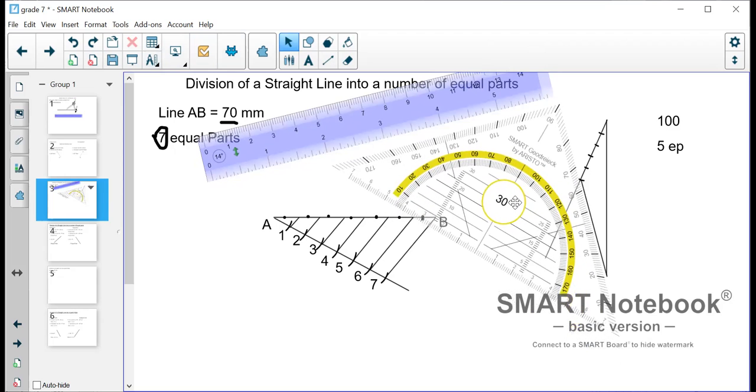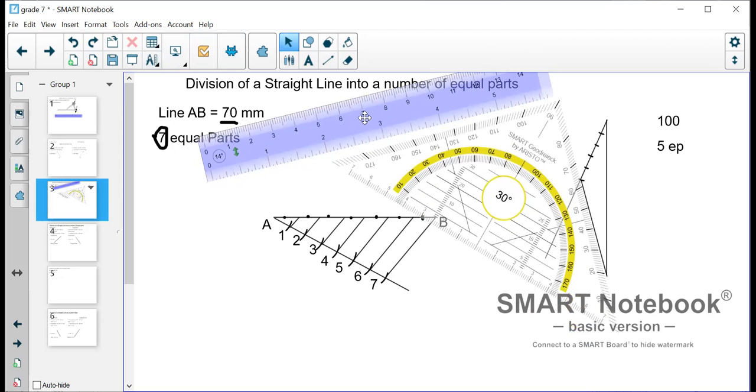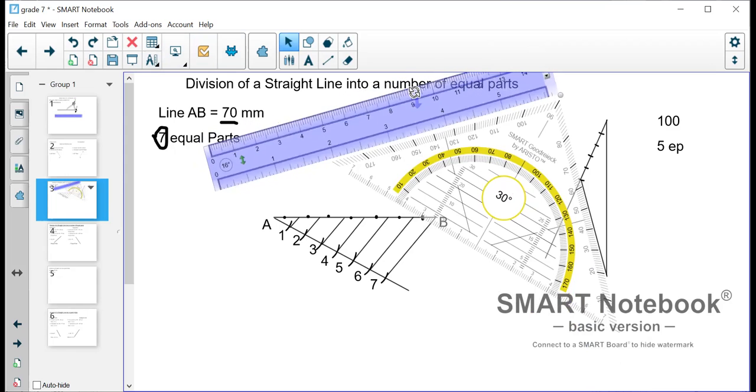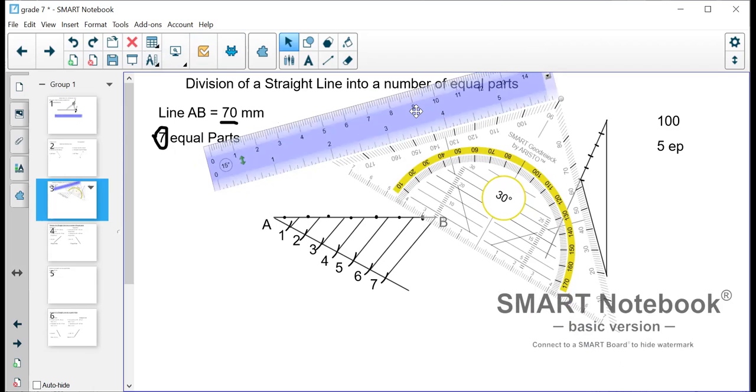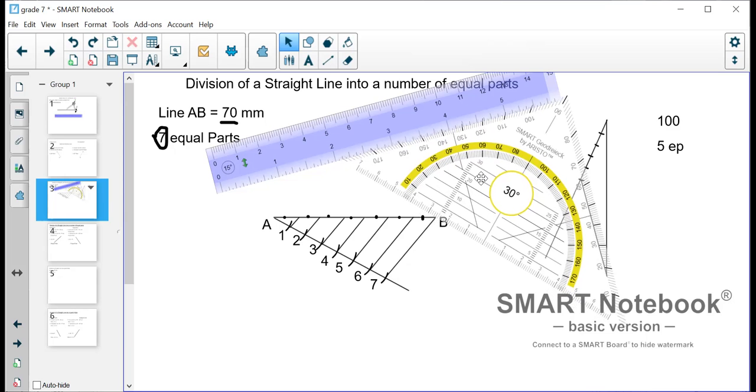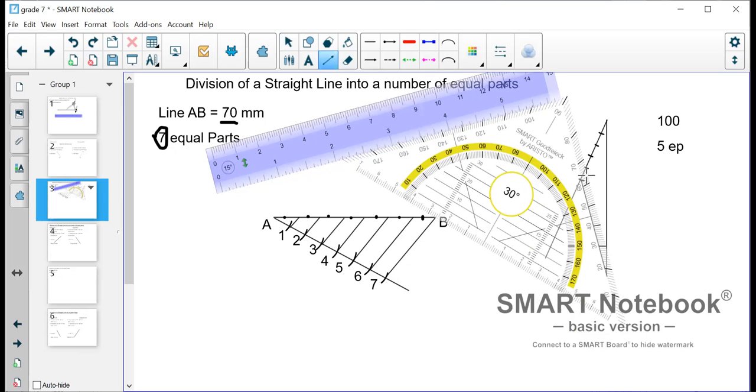So let's give ourselves a little bit more space to the top. And we set this ruler directly to the side of that one. So again, the blue ruler on top, you hold that in a stationary position and you slide this one, the set square, onto that ruler. And when you reach divisions, you simply draw your line straight down.